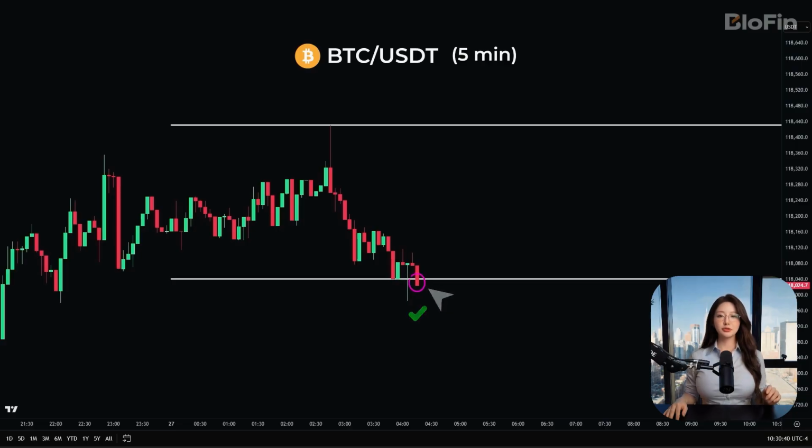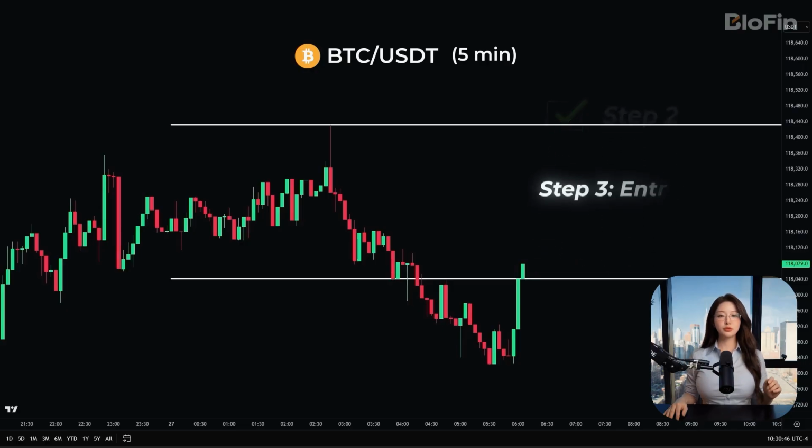Now we wait for price to re-enter and close back inside the range again. And right here, the candle closes back inside. So that completes step 2. Now we move to step 3, which is our entry. Since price broke the range low and then re-entered, this is a signal to go long.